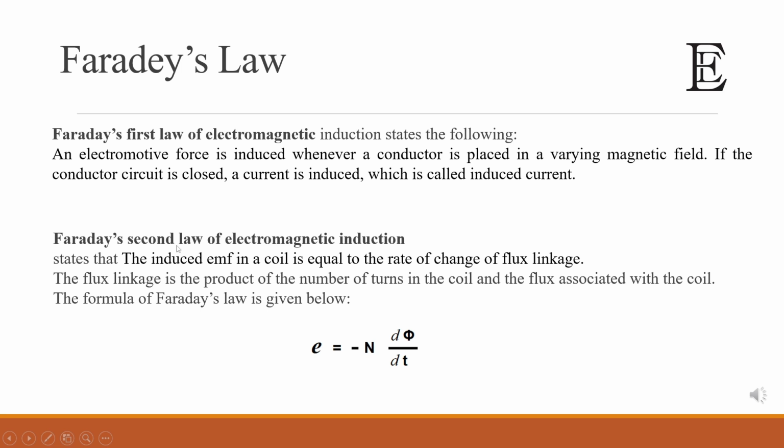Faraday's second law of electromagnetic induction states that the induced EMF in a coil is equal to the rate of change of flux linkage. The flux linkage is the product of the number of turns in the coil and the flux associated with the coil. The formula of Faraday's law is given below.